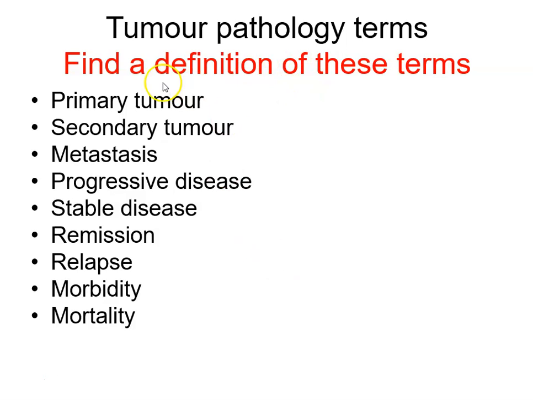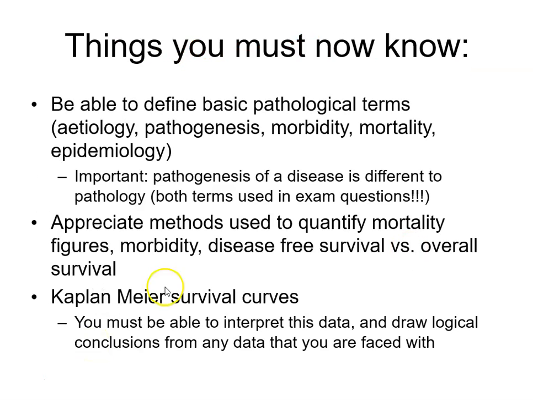What I want you to do is find the definition for these terms. I've mentioned most of them, but just be clear that you understand exactly what these terms mean and you don't mix up similar terms like morbidity, mortality, remission and relapse. So find definitions for all of these terms, and you certainly must be able to define the early terms I've just been through in the lecture, and you need to appreciate the methods used to quantify mortality and morbidity, understand disease-free versus overall survival, and be able to interpret Kaplan Meier survival curves, because I can assure you I will be interrogating you at some point on this type of data.